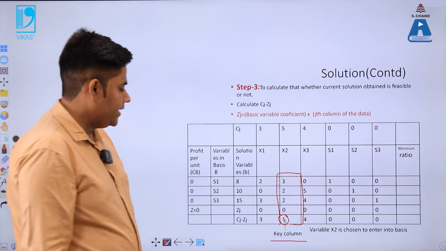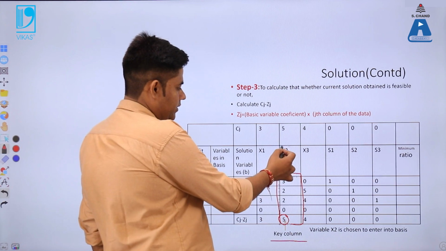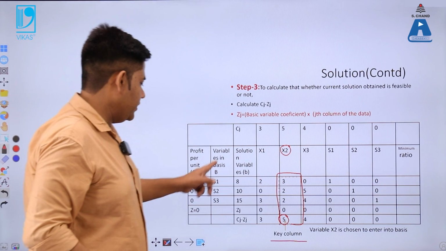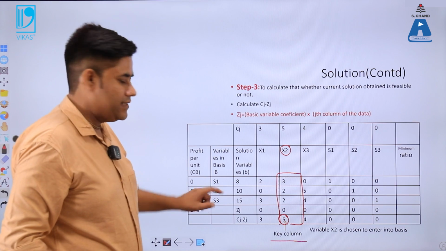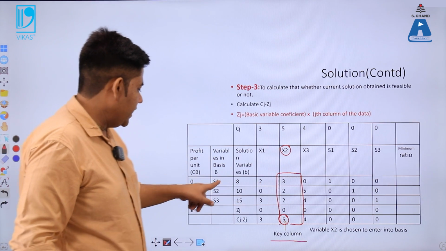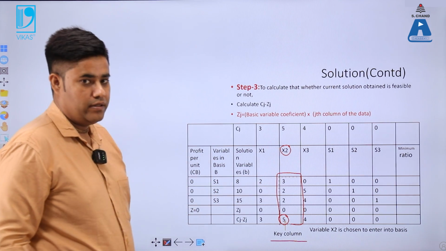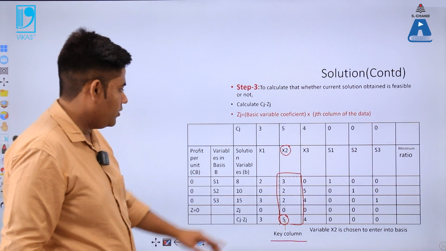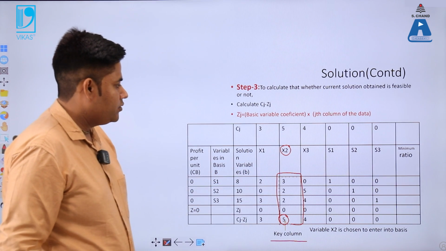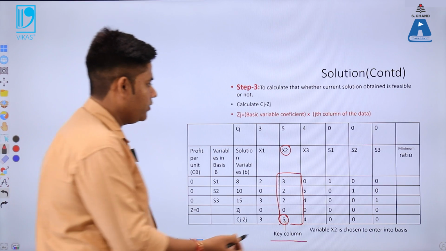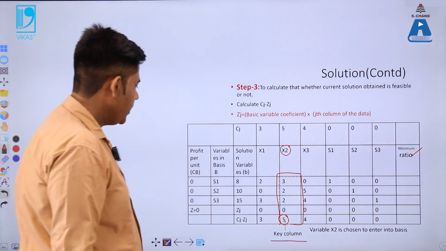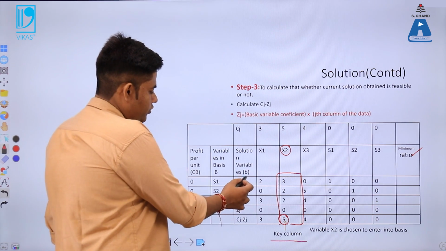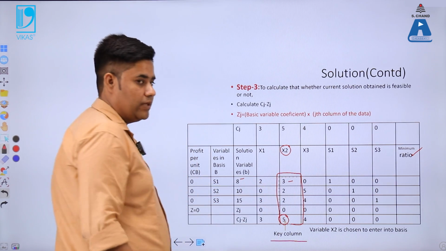The key column indicates that this decision variable is to be entered into this particular set of bases. So x2 is to be entered somewhere here, here or here. I don't know where to enter x2. For that we need to calculate the minimum ratio. Now what is this minimum ratio?